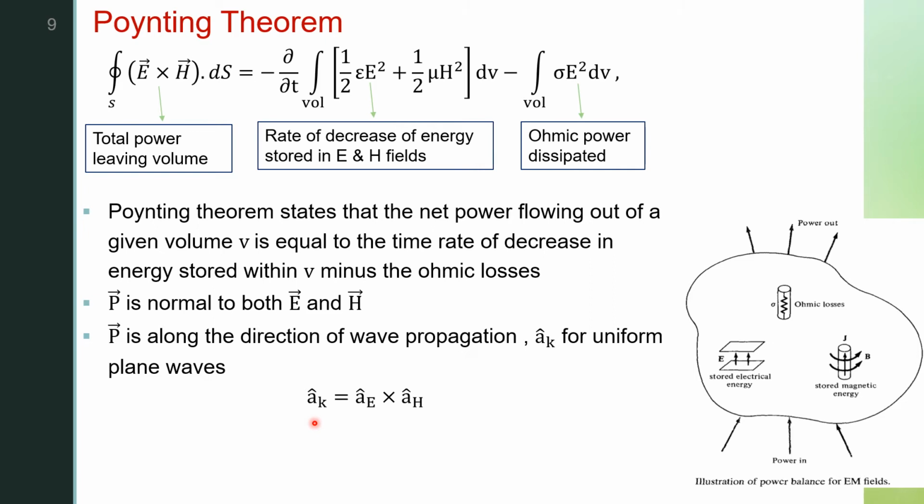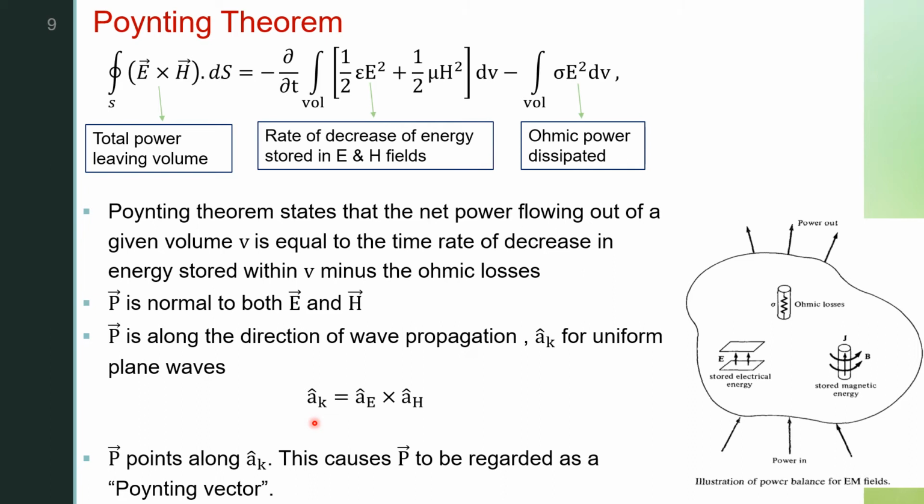So keep in mind the direction of Poynting vector, or the direction of power flow, is the same as the direction of wave propagation. The Poynting vector will point along the direction of wave propagation, and this causes vector P to be regarded as the Poynting vector. It points along the direction of wave propagation, and that is how it has got that name.